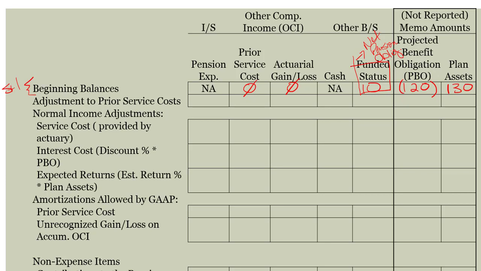Next, let's move into our normal adjustments. That's this piece right here. These are the ones that happen every single year without fail. They're going to happen. And we're going to start with the service cost. Now, this comes straight from the actuary. And in this case, we were told that the cost was $15,000. So since it's a cost, I'm going to put that in as an increase to my expense, just like other costs.